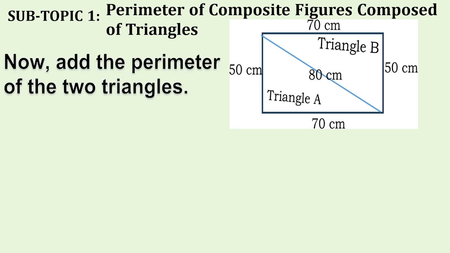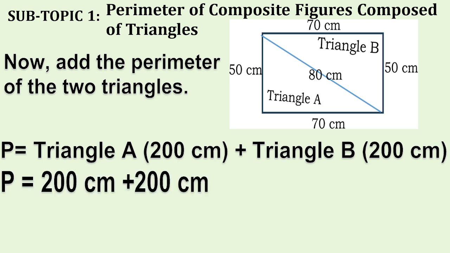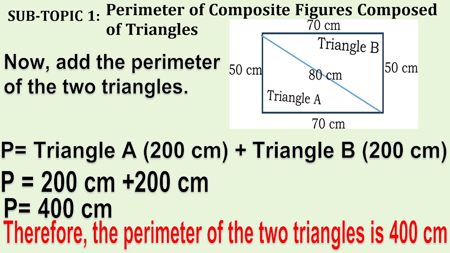Now, add the perimeter of the two triangles. Perimeter equals triangle A, 200 centimeters plus triangle B, 200 centimeters. So, 200 plus 200 equals 400 centimeters. Therefore, the perimeter of the two triangles is 400 centimeters.